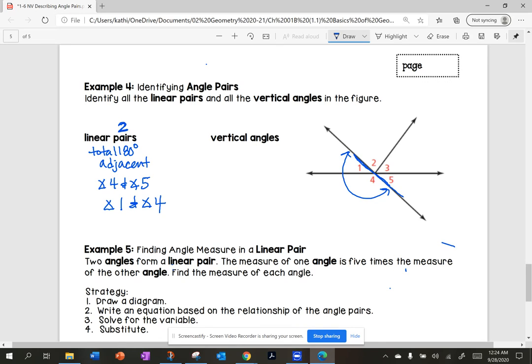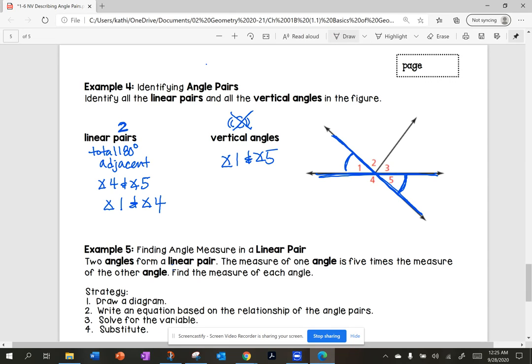Okay. So vertical angles are across from each other and they make an X. So these two sets of angles will be congruent. So where can I make an X? So I'm thinking I can make an X with this and with this one. So these two angles are across from each other. So angle 1 and angle 5. There aren't any more.